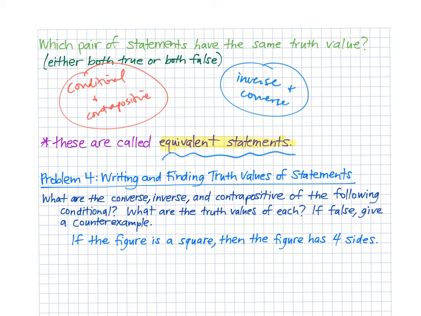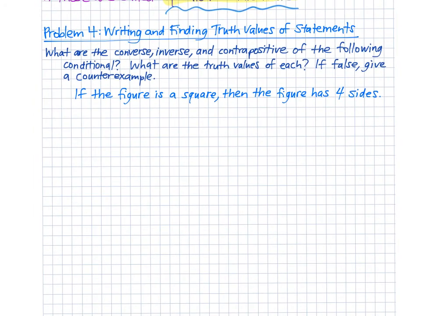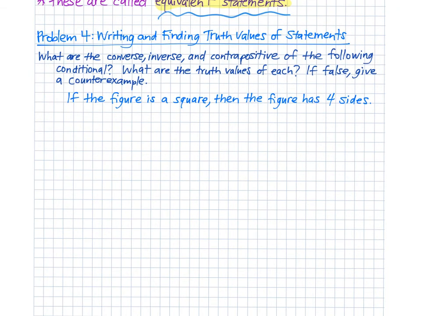Okay, so moving on. This next question is asking us to write and find truth values of statements. So what are the converse, inverse, and contrapositive of the following conditional? What are the truth values of it? And if false, give a counterexample. Okay, I was going to say that this was one for you to do on your own, but we'll do this one again together, even though we just did another one together, and then you'll have one to do on your own after this.